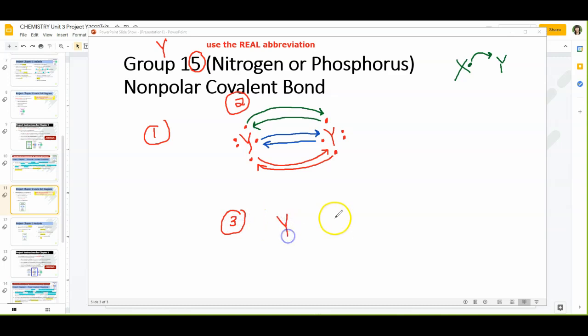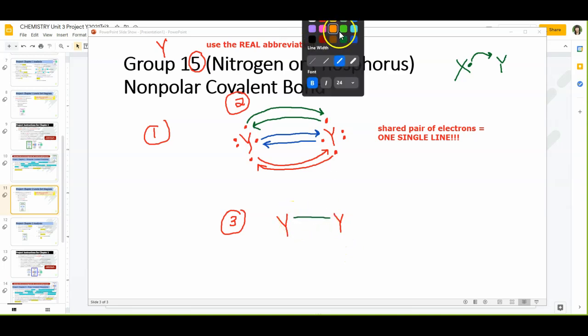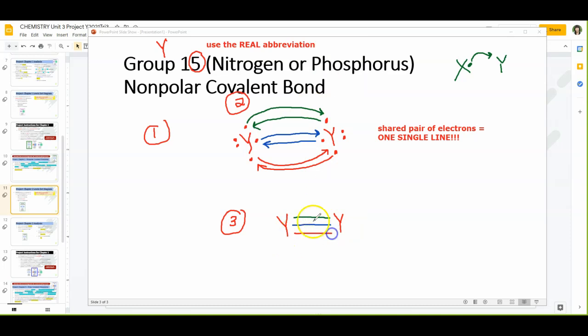So we have our 2 Ys, and we need to show their actual bonds. Now remember that each shared pair of electrons is drawn as one single line. In this case, let me draw this out: 1, 2, 3 shared pairs, so we should end up with 3 lines. Our green ones count as a line, our blue ones got shared, that counts as a line, and our red ones got shared, so that counts as a line. So you have what's called a triple bond. Don't forget that you still have these 2 electrons on each side, so I'm going to draw out those 2 electrons here as well.